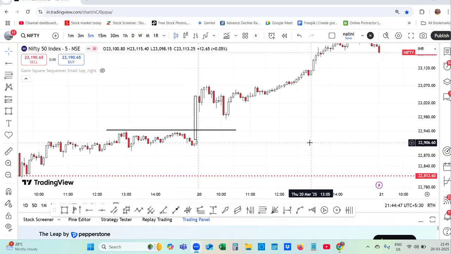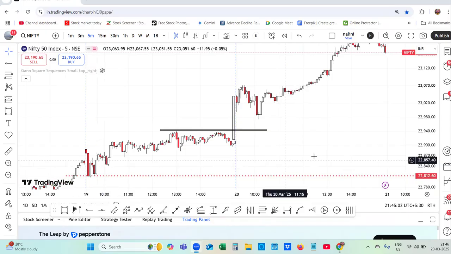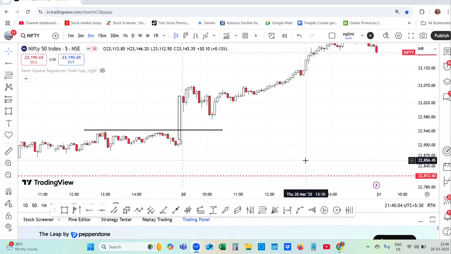Let us analyze today's trade in comparison with yesterday's trade. There is a lot of difference between today's trade and yesterday's trade. Yesterday, it was a trap and reverse. Here, that didn't happen in the market.